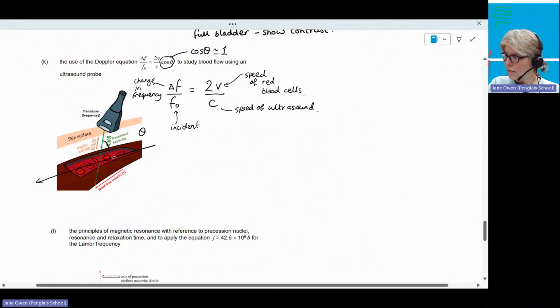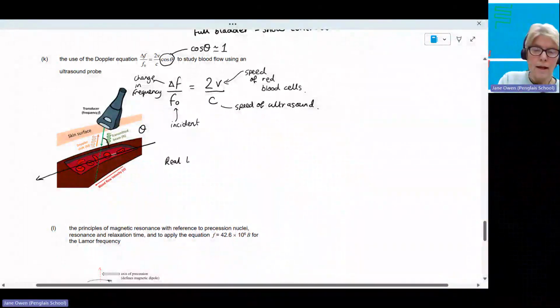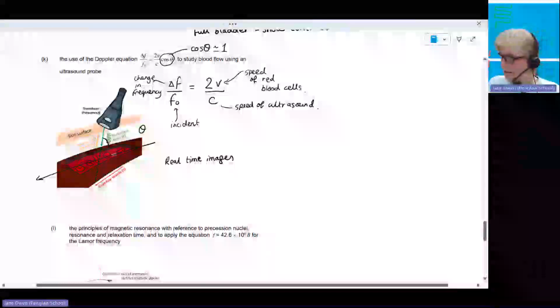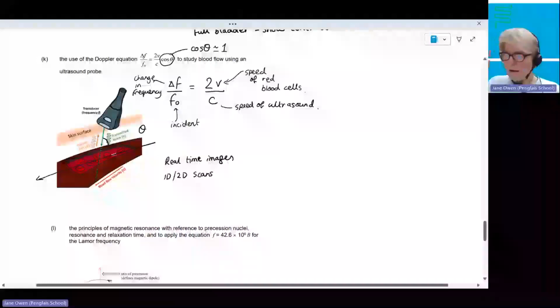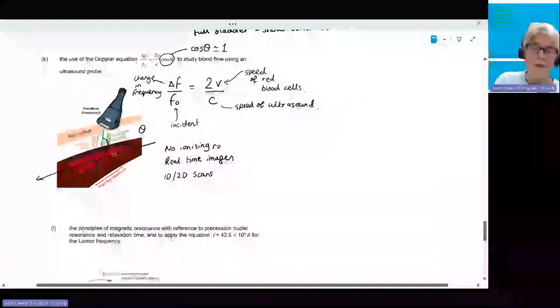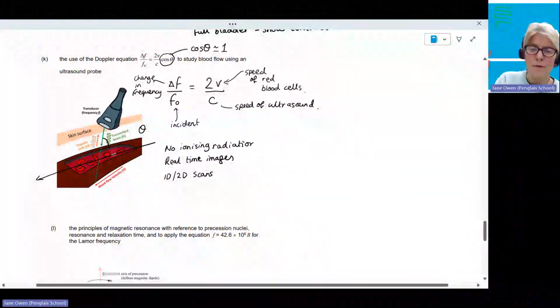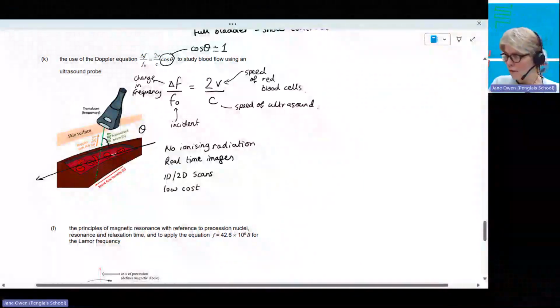Right, real advantages. Now, you can get real-time images here of looking at the blood flow. You can get 1D and you can get 2D scans. That's scan A and scan B. There's no ionizing. That's got to be the most important one. No ionizing radiation here. So it's safe in terms of it's not going to ionize any cells. And it's relatively low cost. And this applies to everything to do with ultrasound.